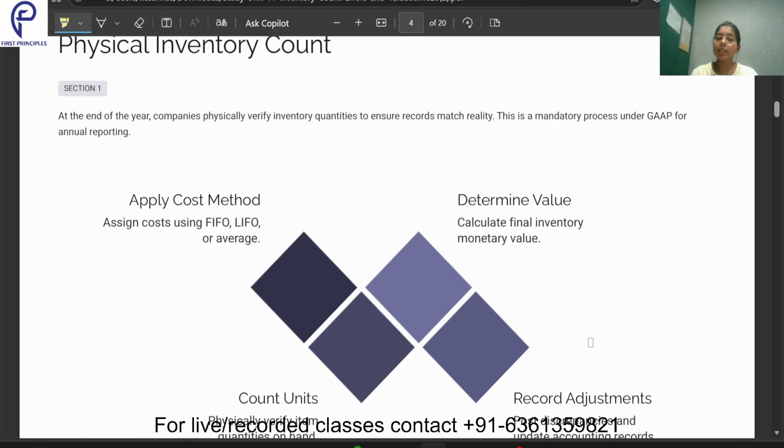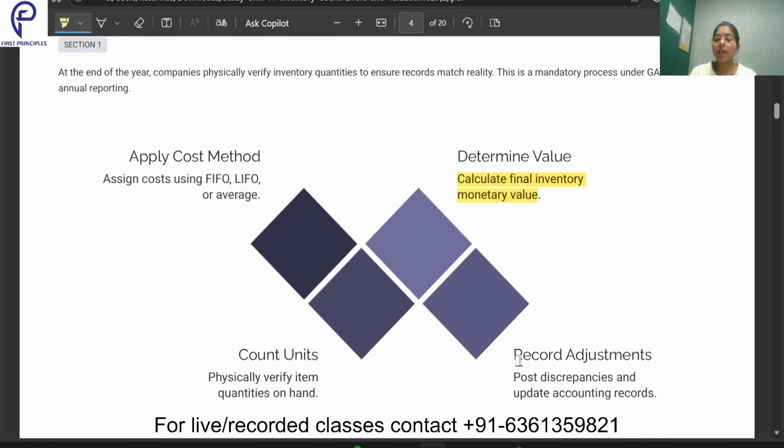So at the year-end, companies physically verify inventory quantities to ensure records match reality. This is a mandatory process under GAAP for annual reporting. So first of all, how do they match the inventory? They apply the cost method. That is, they will assign the cost to the inventory using the FIFO, LIFO or the average method. Then they will calculate the final monetary value. They will determine the monetary value of the inventory.